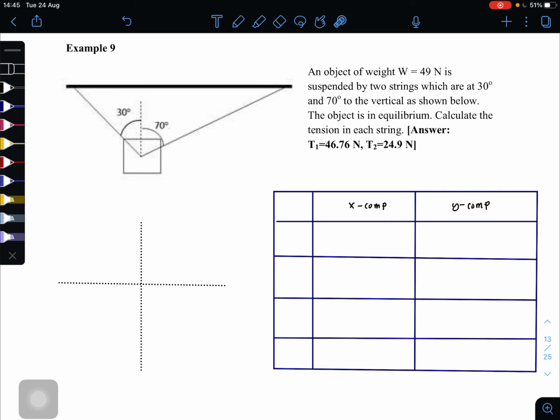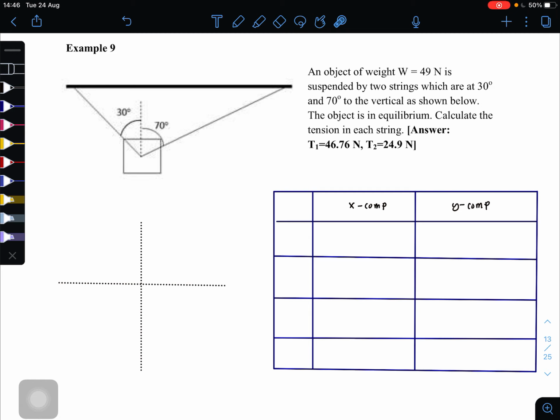Okay, next one, example 9. An object of weight W equal to 49 Newton is suspended by two strings which are at 30 degree and 70 degree to the vertical as shown in the figure here. The object is in equilibrium. Calculate the tension in each string.